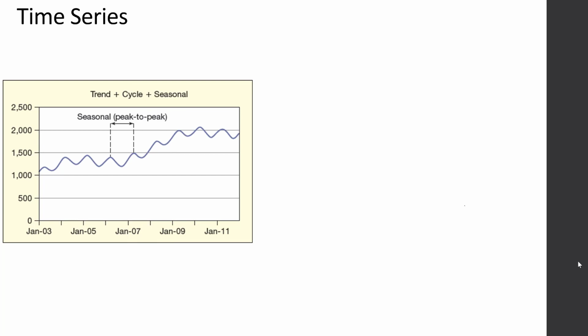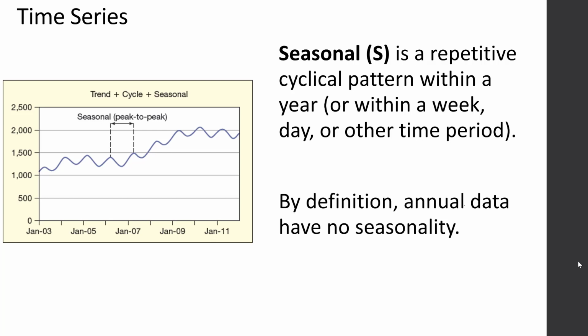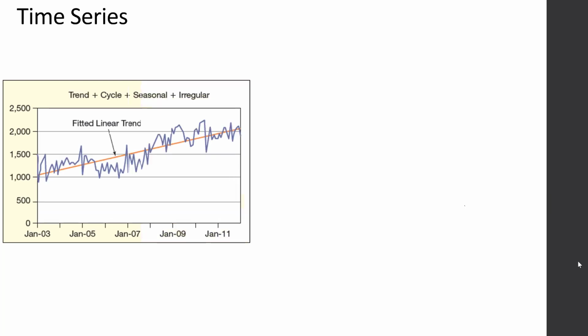Now one that you will commonly hear about is the seasonal component. This is a repetitive cyclical pattern within a year or within a week, day, or other time period. Think about gasoline prices. They tend to rise in the summer, in the warmer weather when people are traveling, and go back down in the colder months. So there's a seasonal component to gasoline prices and to many other types of data. So by definition, annual data have no seasonality.